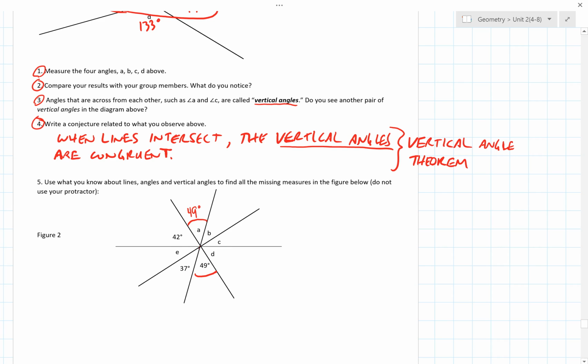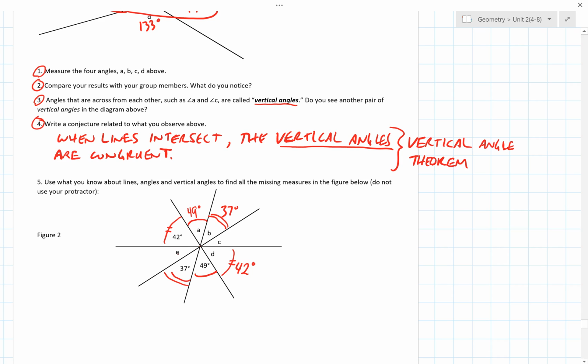Okay, so again, we can get an easy vertical angle since angle B is across from the 37. That has to be a 37-degree angle also. Vertical angles are congruent. And then angle D, we can do the same thing. That angle and that angle are vertical angles. They have to be congruent, so now I know that angle D is 42 degrees as well.